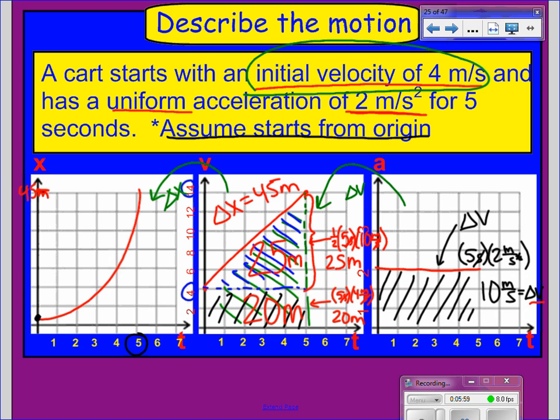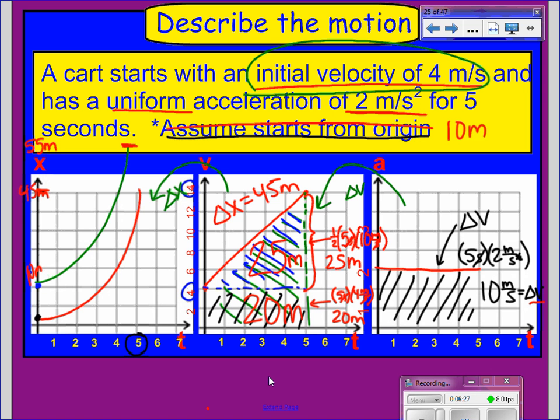Now, what if the object did not start at the origin, but what if the object started at the 10-meter mark? How would the graph look different? Well, all that means is that our graph would start somewhere up here at 10 meters. Our shape would still be the same, but that just means at 5 seconds now, I wouldn't be at 45 meters, but I would be at 55 meters.